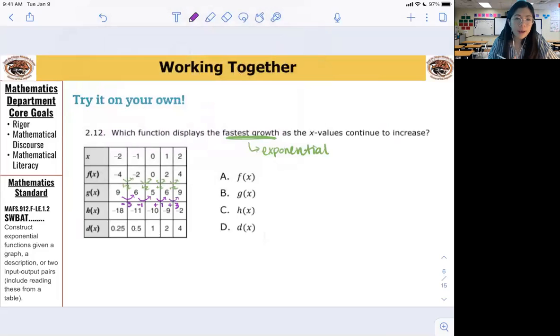We haven't learned about this type of function yet, but when you see a function that goes down and then comes back up, just like this one, we started at 9, went down to 6, went down to 5, and then it seems to go back up. It's going to kind of look like this. That's called a quadratic function. We haven't talked about those yet, but we will very soon, actually. So that's not going to be right. That's not exponential.